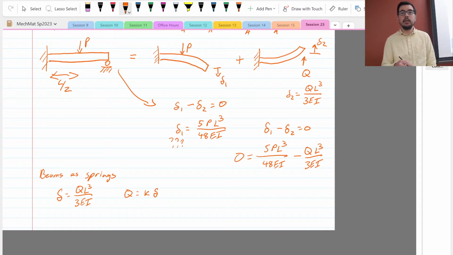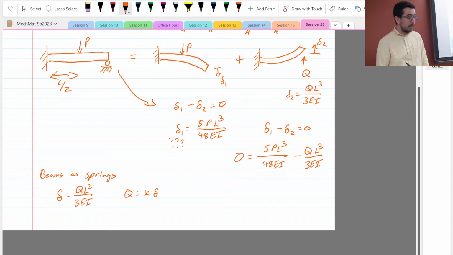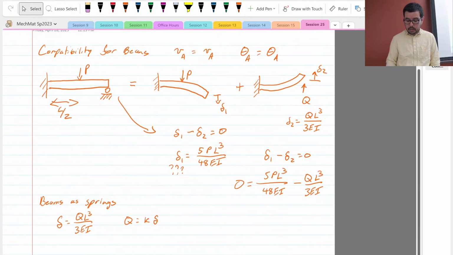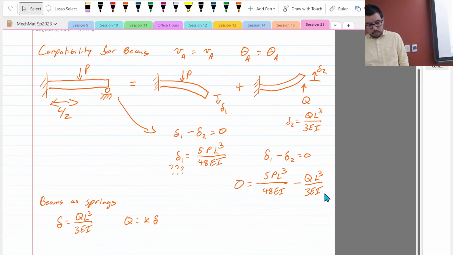Yes, Dean? Where are you getting these numbers from? Like these equations that equal the displacements? These right here? Okay. So these are coming from pre-solved problems. Okay, so, fine, I will pull it up.